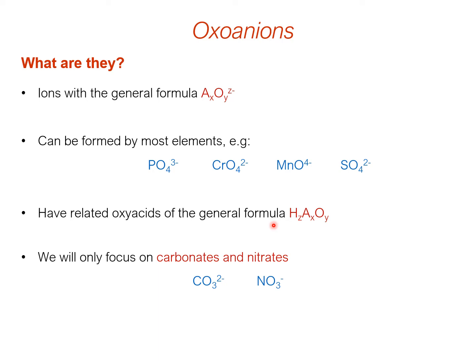Now all of these oxoanions have related oxyacids if they're associated with hydrogen. These oxyacids have the general formula of HZAXO3, and the number of hydrogens you can see is Z. That corresponds or balances out how many negative charges there are. So for example, PO4 3- has a related oxyacid that's H3PO4, and this is phosphoric acid.